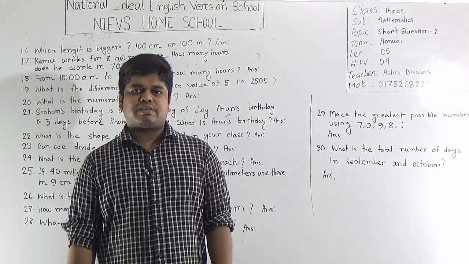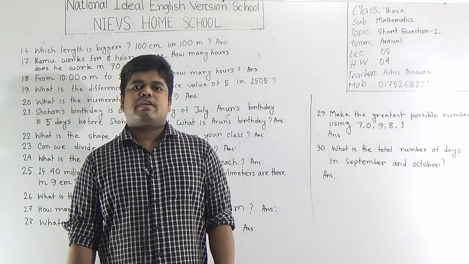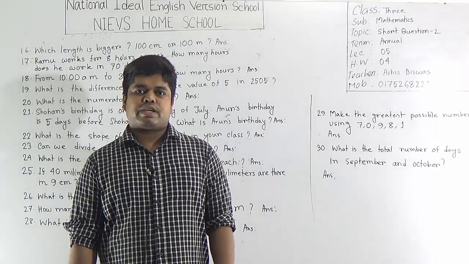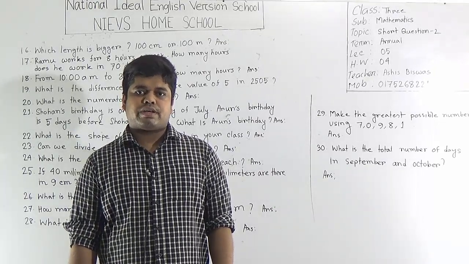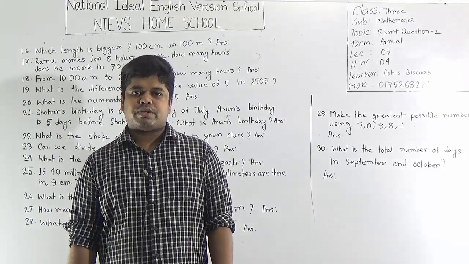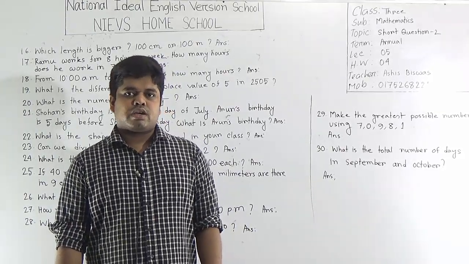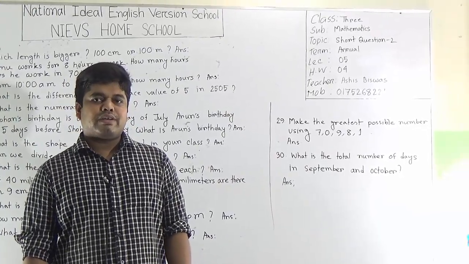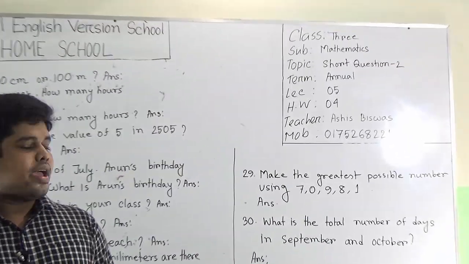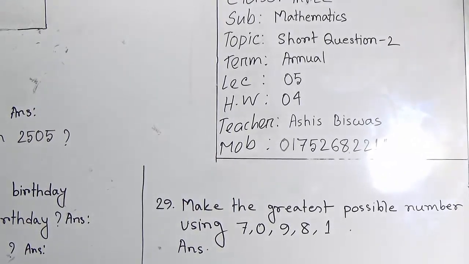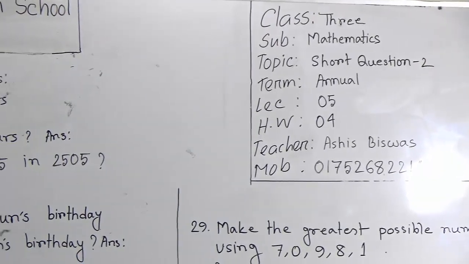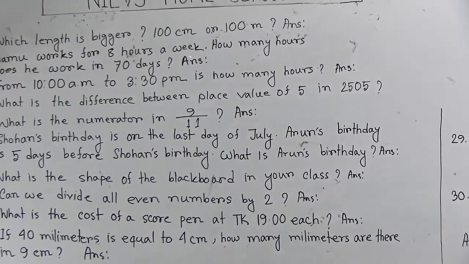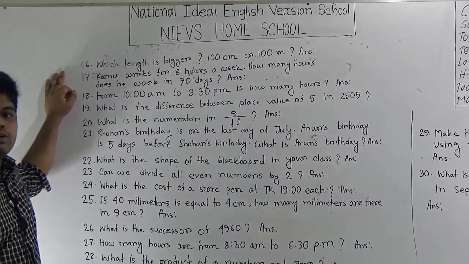I am Ashis Biswas, an assistant teacher of mathematics in National Ideal English Version School, morning shift. Today I am going to take a math class for the students of class 3. Our topic today is short questions, part 2. My dear students, today is our lecture number 5. In this class we shall solve 16 to 30, that means 15 short questions. It is your SW also.